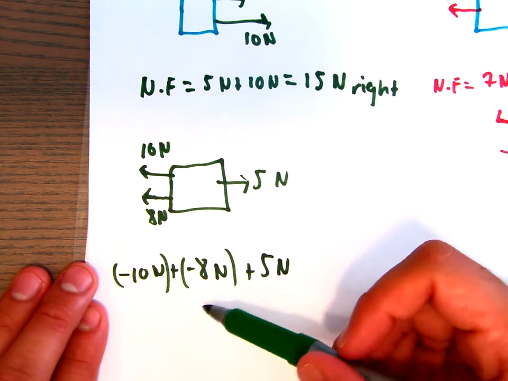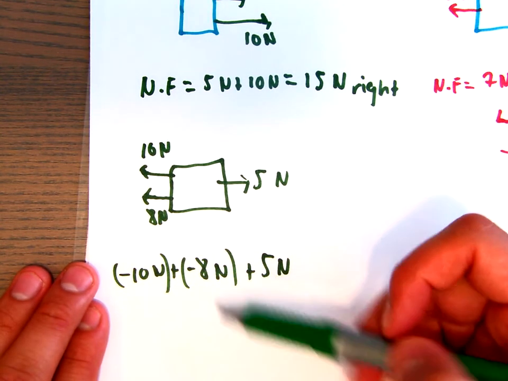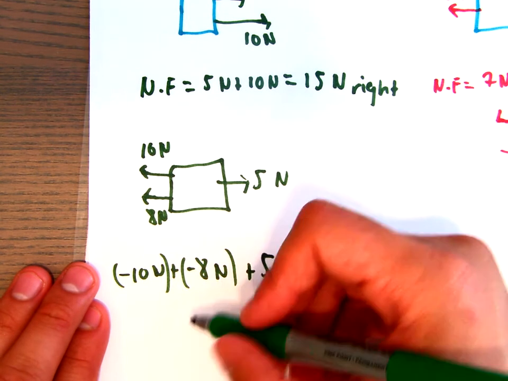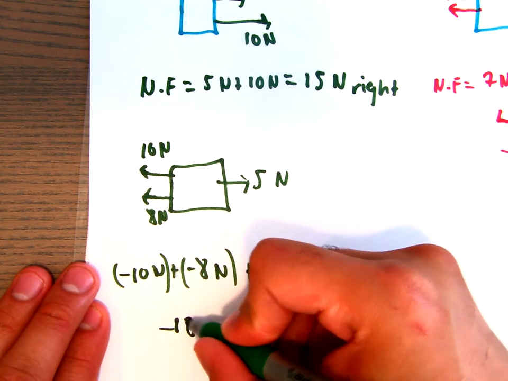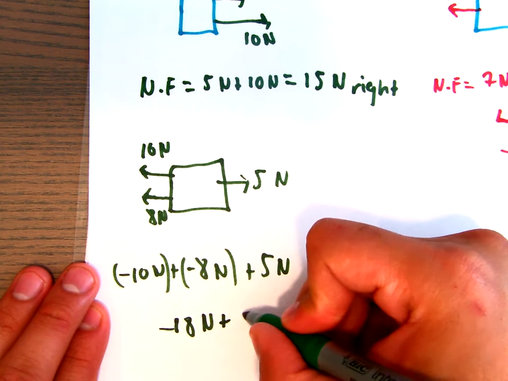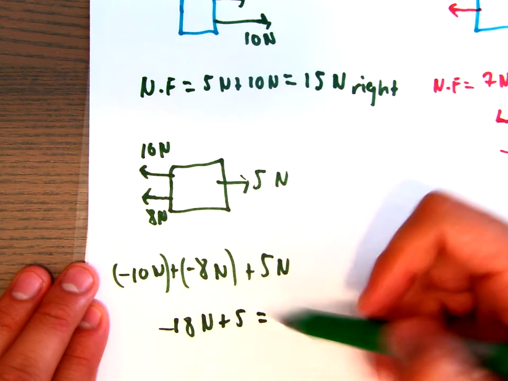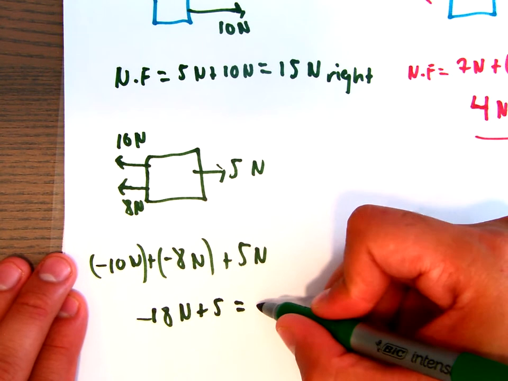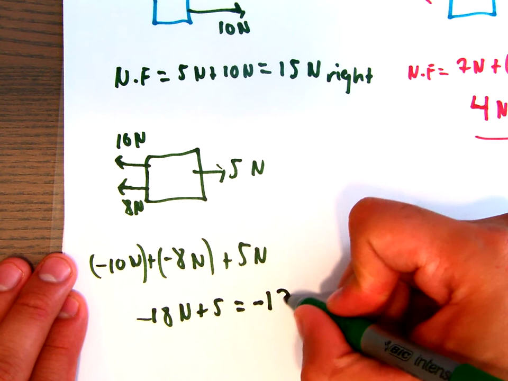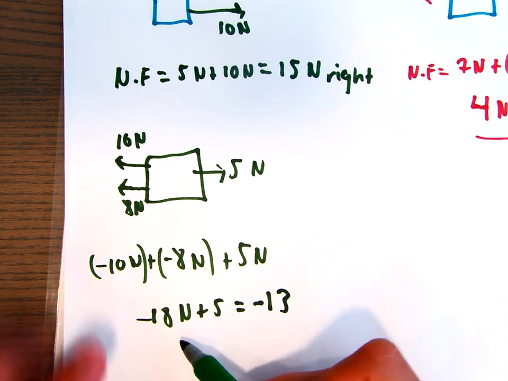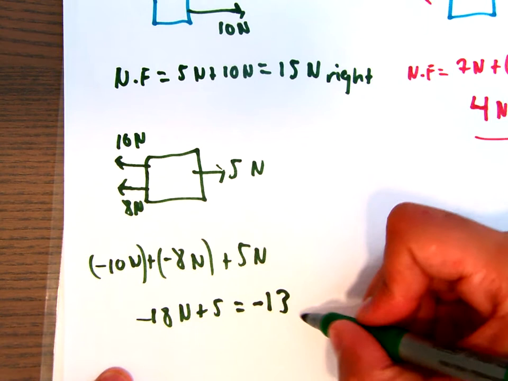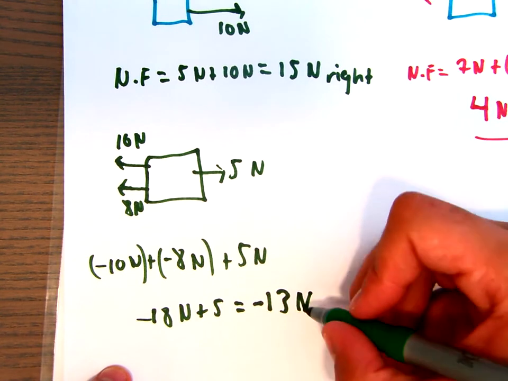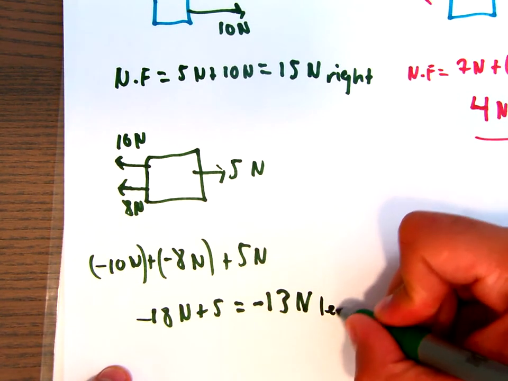Okay? Let's see here. So -10 plus -8 would give me -18. Plus 5. I add those up. That gives me -13. Right, so if I'm on a number line, I go to -18, then I go 5 to the right, which will give me -13. And, okay, because this is negative, I have to put left.